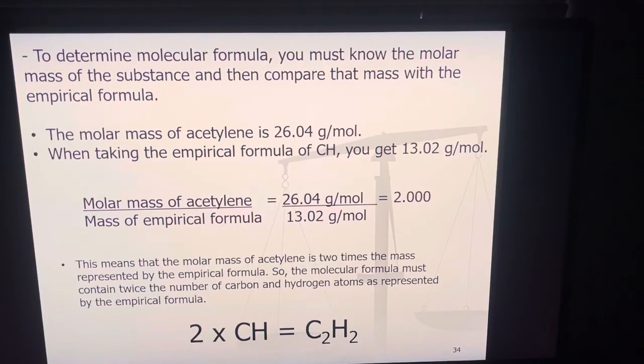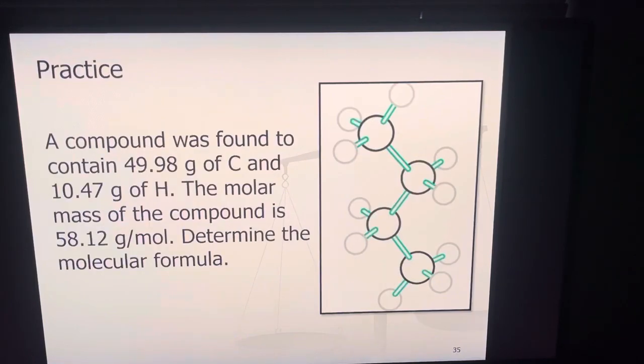So once you determine the empirical formula of something, it's so simple. You just divide, and you get a number, and then you multiply that number by the empirical formula, and you just fill in the blanks. C2H2, okay? So you're going to practice, okay?